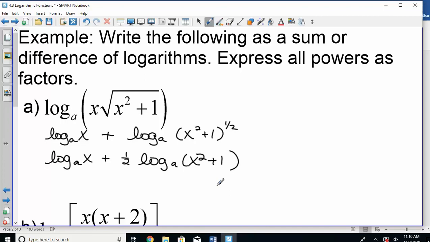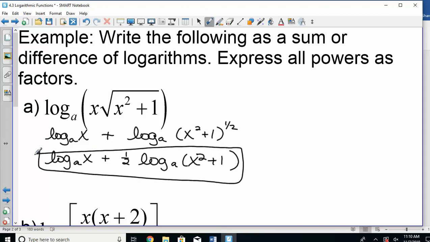No. We can separate multiplication and division, not addition and subtraction. Can I bring this square down in front? No, because it's not the whole thing that's squared. It's just one. So this is my final answer. Okay.